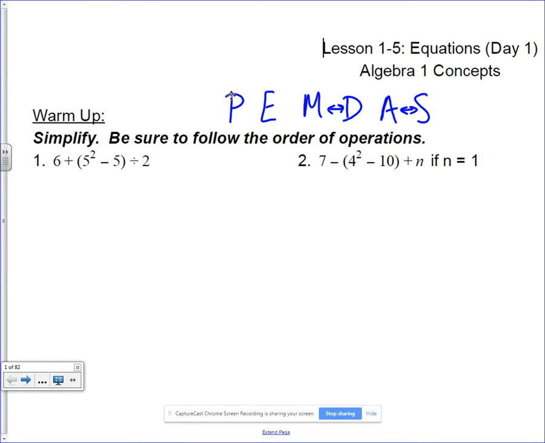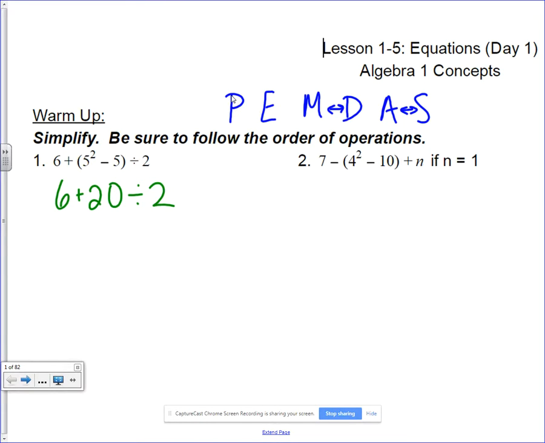Okay, what would you do inside those parentheses first? 5 squared. Nope, we're going to do this 5 squared first. Everybody see that? What is 5 squared? 5 times 5, which is 25. What is 25 minus the 5? 20. So this now looks like this.